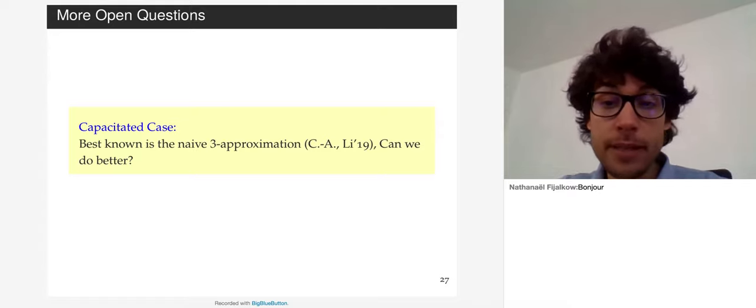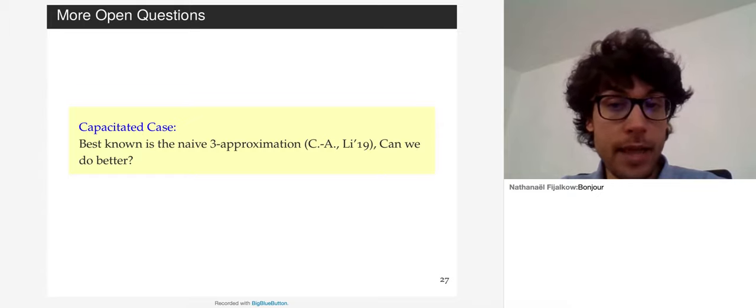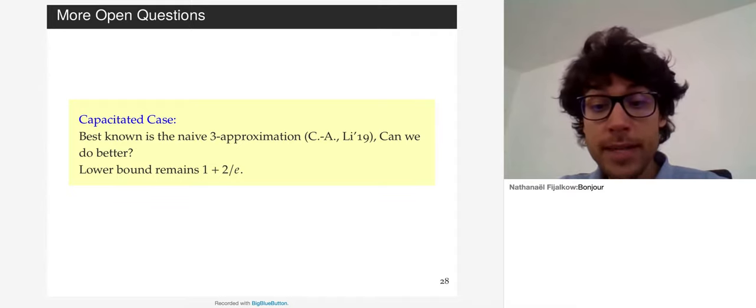But can we do better than three? The three is just what we got using the naive approach, just getting the blue balls. The lower bound remains 1 plus 2 over e.